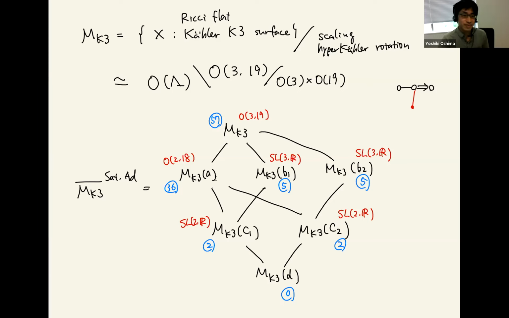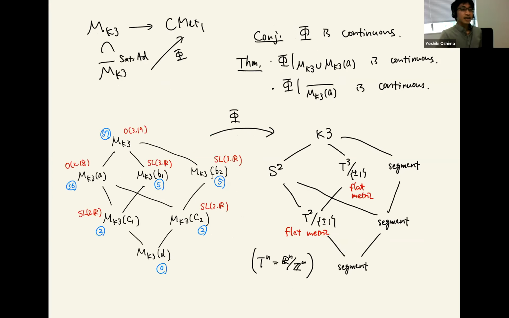There are 6 boundary components. Each of them is a locally Riemannian symmetric space. For example, this is the locally Riemannian symmetric space of O(2,18). And also for this case, we construct a map from this compactification to the space of metric spaces. For an interior point, we just attach a K3 surface. And for MK3A, this case is similar to F2DL in the algebraic case.